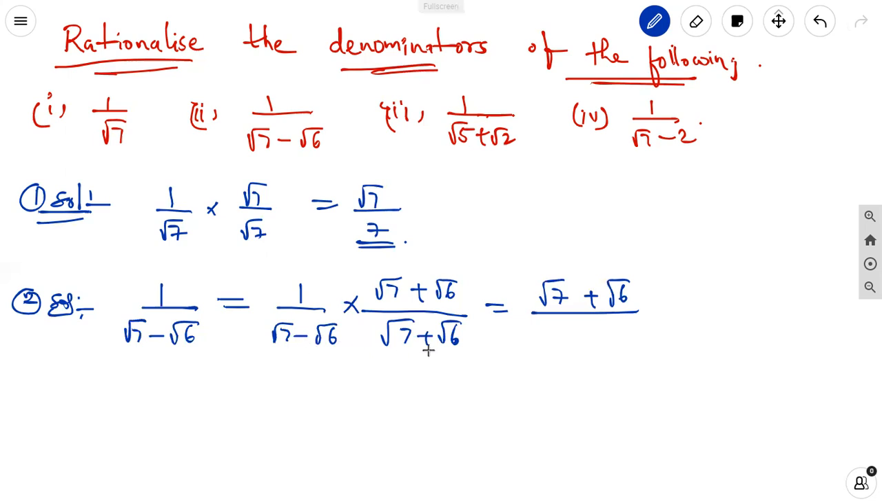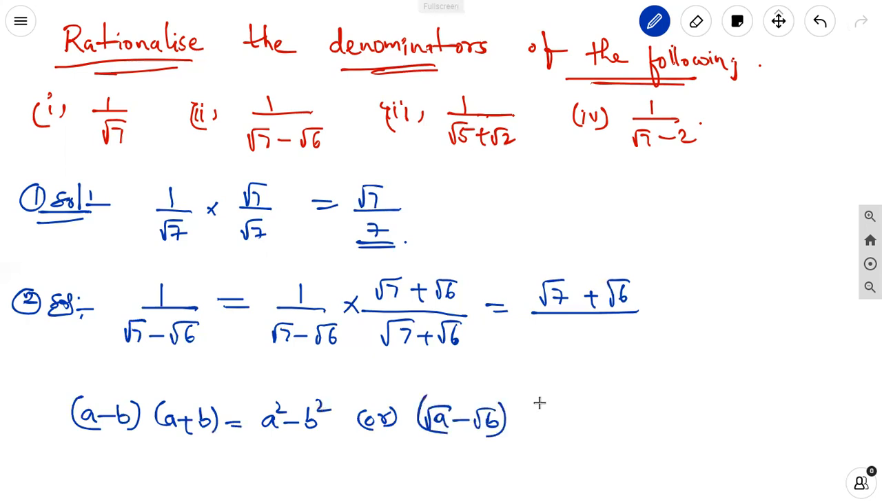But here we are using the identity. What is that? A minus B into A plus B is equal to A square minus B square. Or if you recall it for the irrationals, root A minus root B into root A plus root B is equal to A minus B. Whether you apply the identity or the basic formula of the irrationals, it is the same only.